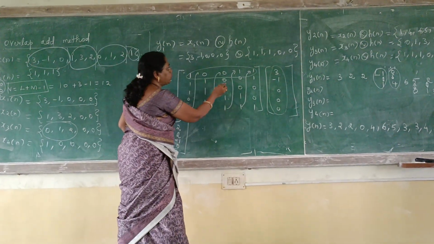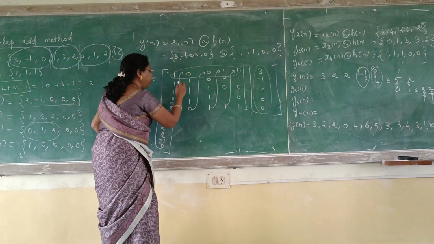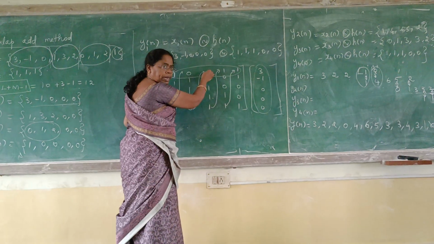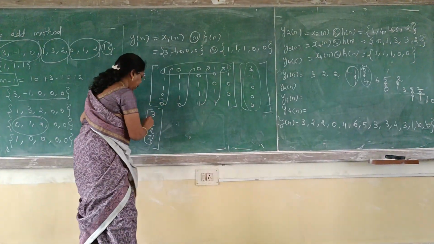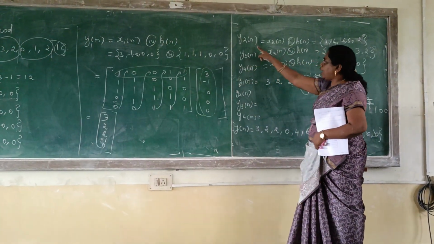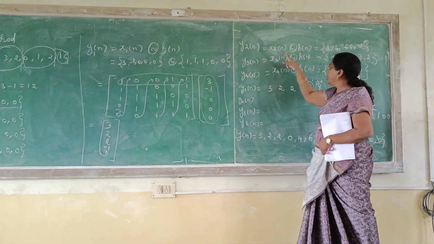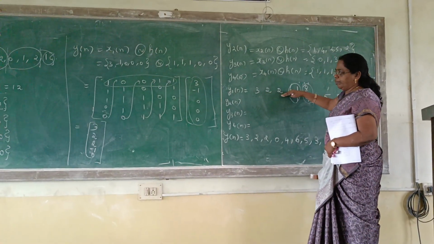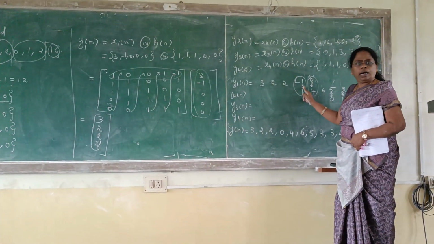First of all, you write h of n vertically, and the last sample should be taken to the top. The remaining samples are written after it. Just like this, if you multiply, you will get this answer. Similarly, the same matrix multiplication method is applied to y2 of n, y3 of n, y4 of n. Then y1 of n should be written horizontally. We get the answer in vertical form, but we are supposed to write it in horizontal form.